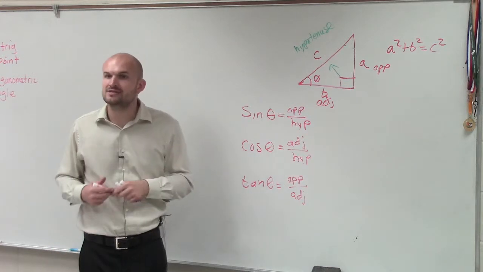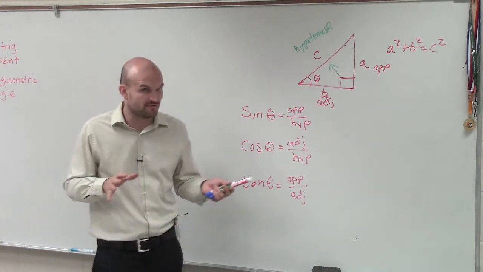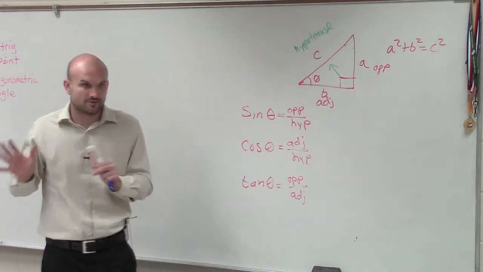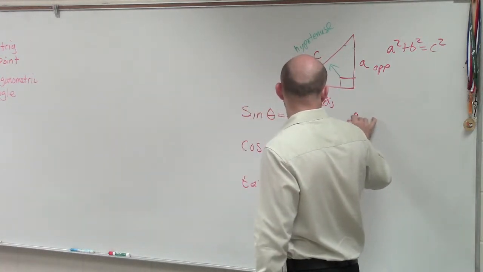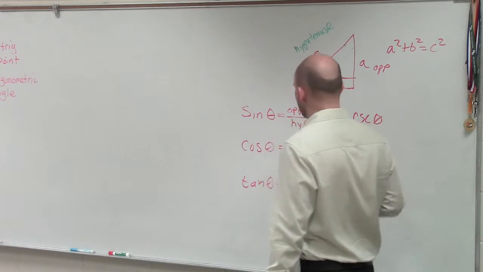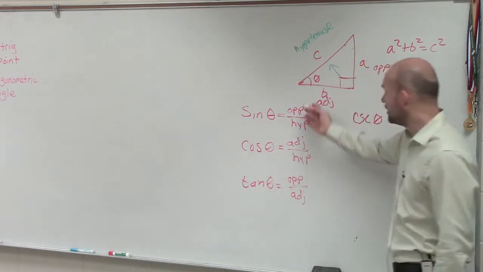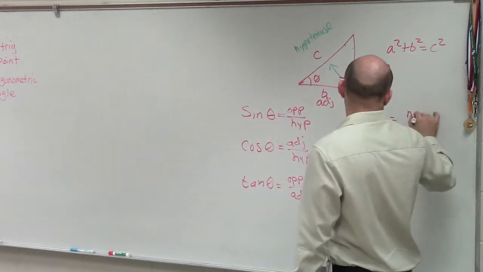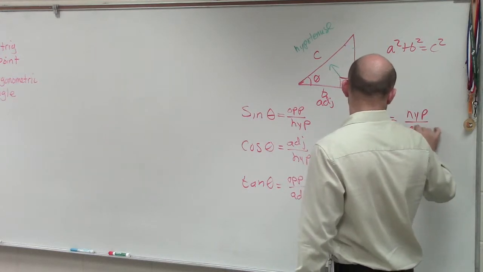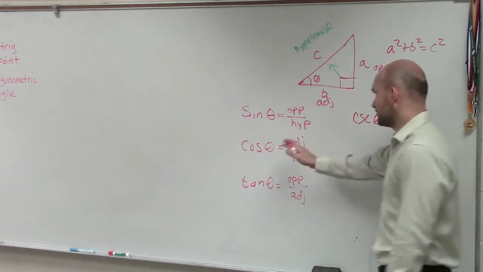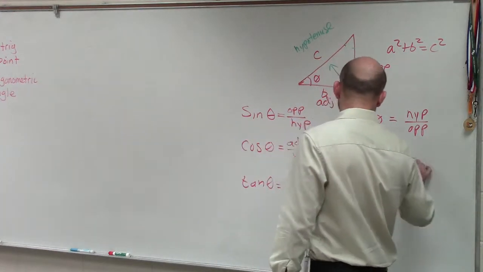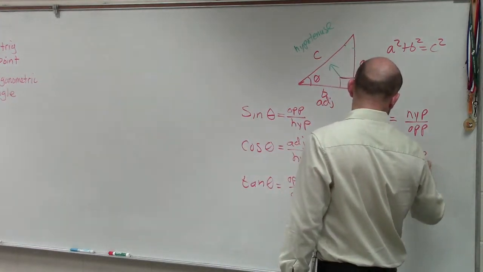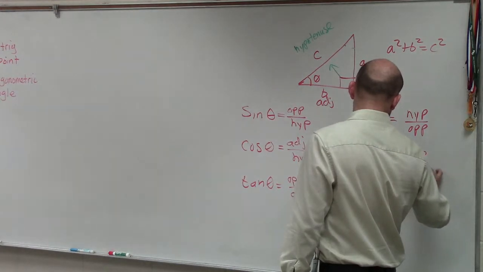We can also talk about the reciprocal functions. The reciprocal functions are not the inverse functions. We're going to get into inverses later. The reciprocal function of sine is cosecant of theta. And the reciprocal of opposite over hypotenuse is hypotenuse over opposite. The reciprocal of cosine is secant of theta, which is hypotenuse over adjacent.